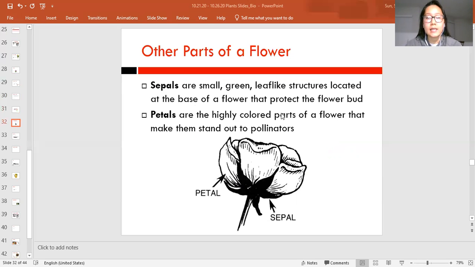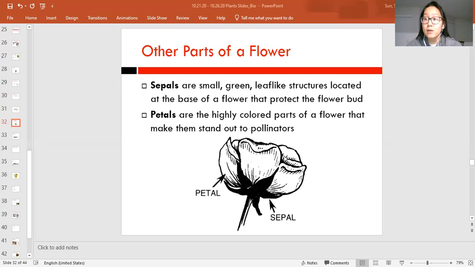Petals are the highly colored parts of a flower that make them stand out to pollinators. So a lot of pollinators actually can't see the same color range that we do. They see different shades of colors, and some of them are missing complete colors, right? Because we can see ROY G. BIV, so we see all of the colors of the rainbow. But for example, bees really only see in blues and yellows. So flowers that are bright yellow tend to stand out more to them than other flowers.